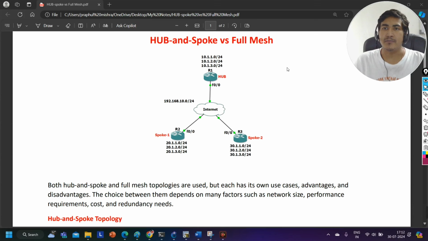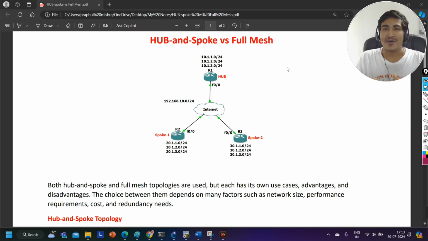Guys, I have seen that most beginner network engineers have a common question in their mind. And the question is this: what is the difference between hub and spoke and full mesh topology? Tell me the scenario where we are using full mesh topology in the real-time production network, like to connect multiple branches. Or tell me the scenario where we are using hub and spoke topology in the real-time production network.